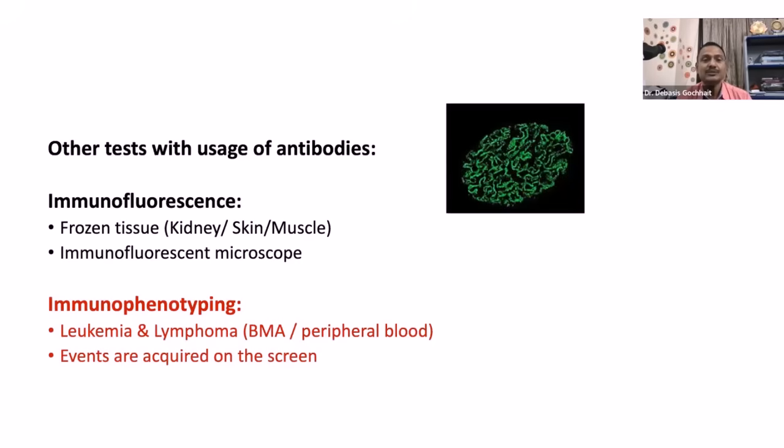Then comes the next one, that is immunophenotyping. People going for NEET will be very clear what immunophenotyping is. Immunophenotyping is a method by which we try to confirm and categorize leukemias and lymphomas. This is done on bone marrow aspiration, BMA, as well as peripheral blood. If the peripheral blood has enough abnormal cells, we can do immunophenotyping on peripheral blood, but preferably for immunophenotyping we need bone marrow aspiration material.